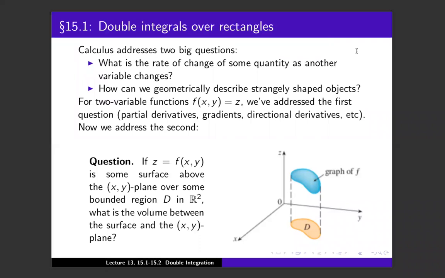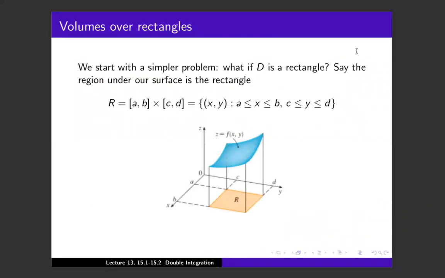To answer this question, we're going to start with an easier problem. Before we try to figure out what that weird volume is, we're going to worry about the case where the region we're talking about the volume over is a rectangle, as simple as possible. Specifically, or generally perhaps, the rectangle R is the interval AB times the interval CD. Now, this is not a cross product. Despite the notation, this is not a cross product.